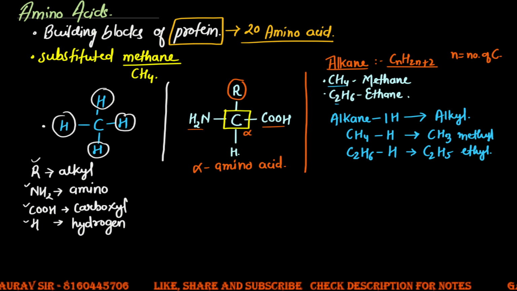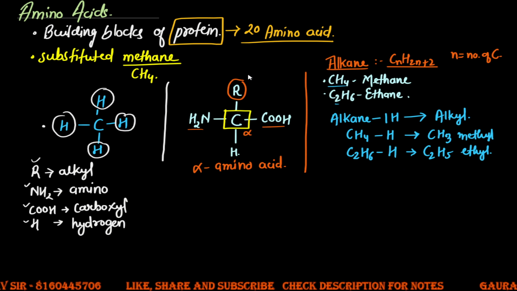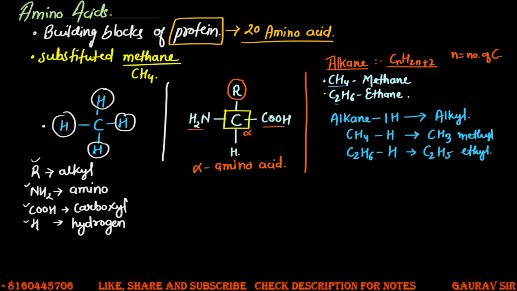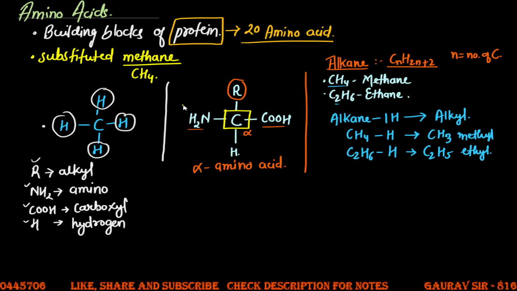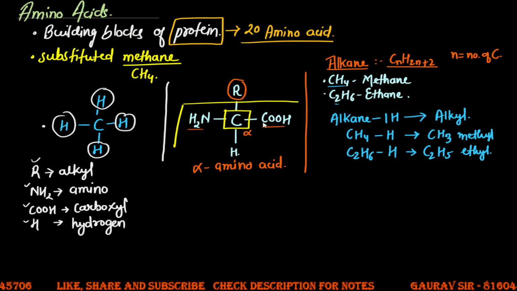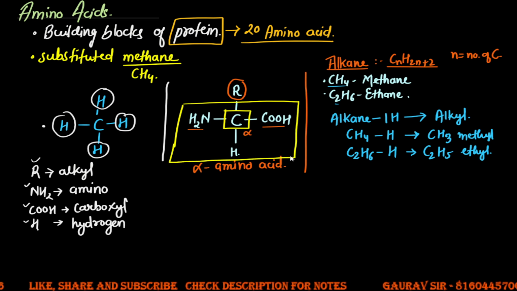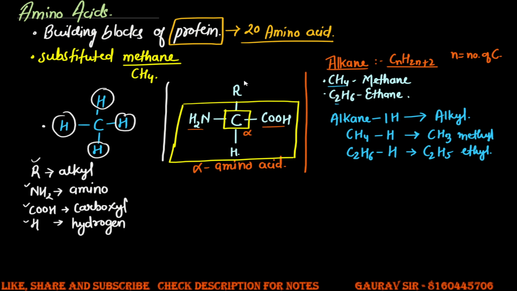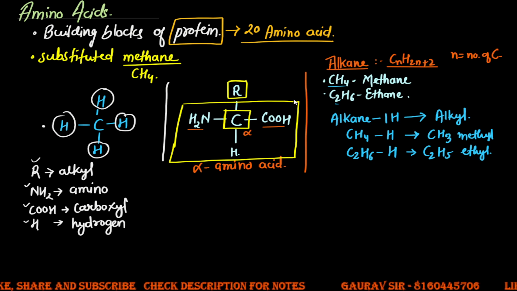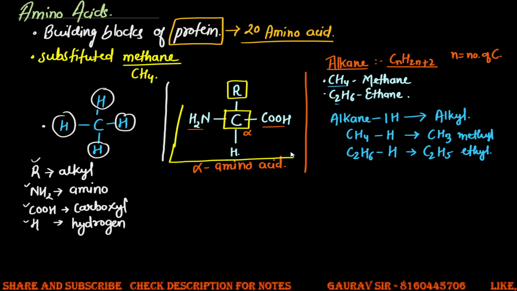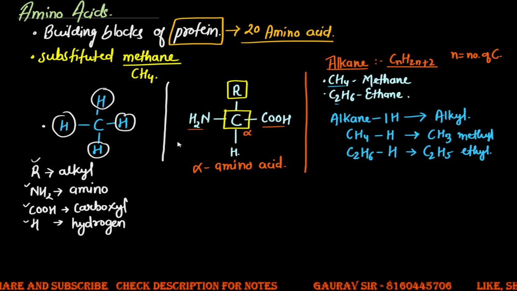Okay, so depending on this, we will be having R as a variable group. So no matter whatever amino acid you get, this particular part in any amino acid would remain common. The only differentiating part for each of these amino acids would be this R, that is the alkyl group. Okay, so let us take a few examples and actually try to understand.